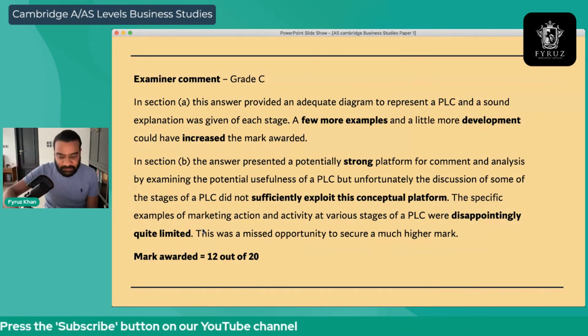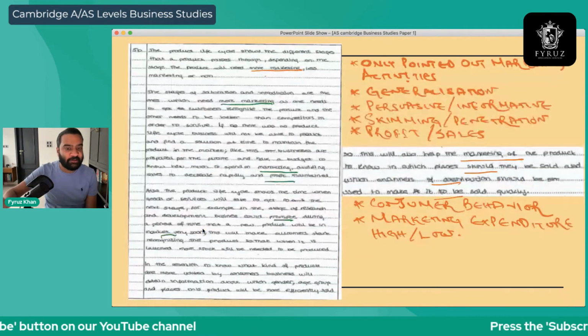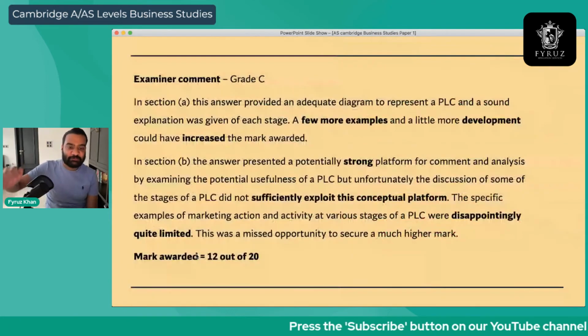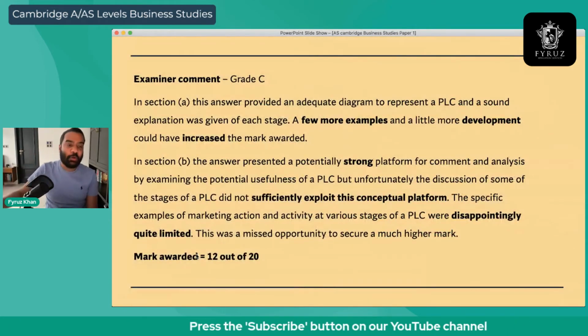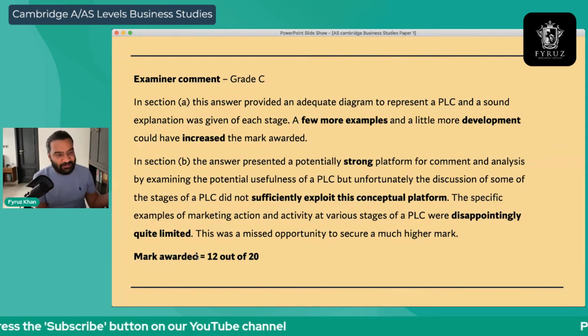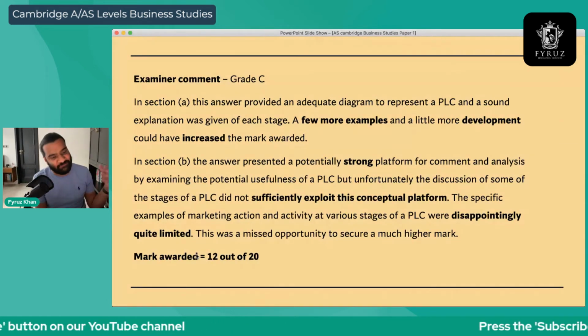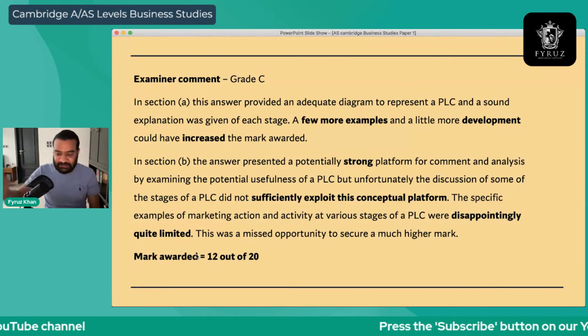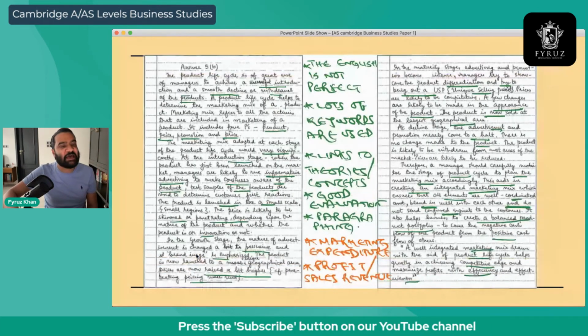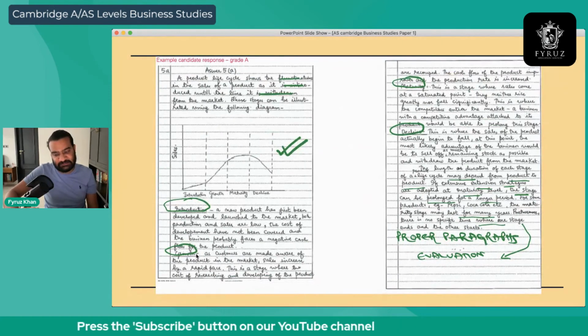Okay, you can compare them. There were just few keywords, and this is why this person has received 12 out of 20, which is a poor grade. If you want to get an A, 12 is not the way to go. You have to get a 17, you have to get an 18. So this should be your model answer. This is how you need to write an answer.